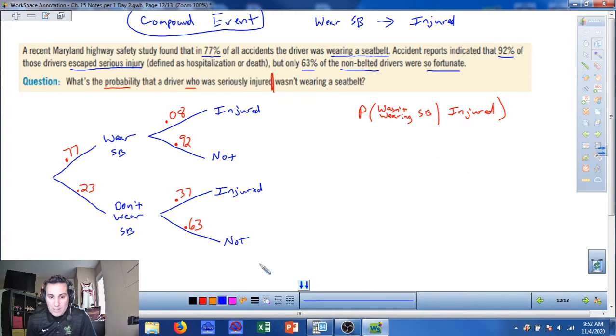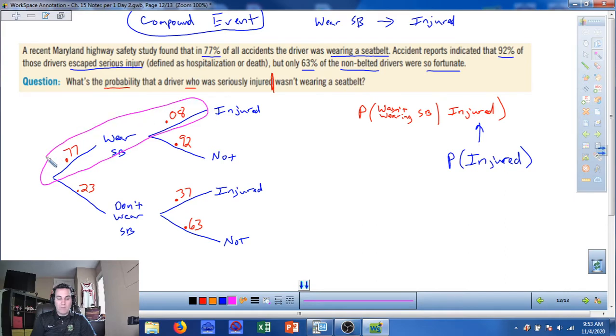When you do a problem like this with a conditional probability, the first thing you need to do is calculate the probability of the given. So the first thing I need to do is calculate the probability of just getting injured. Okay, that's first, just like we did on that problem yesterday with the bottles. Okay, so probability of getting injured. Well, I could have got injured if I wore my seatbelt and did that route. I could have also got injured if I didn't wear my seatbelt using that route. So the chance of getting injured would be 0.77 times 0.08 for that branch. The chance of getting injured on this branch, 0.23 times 0.37.